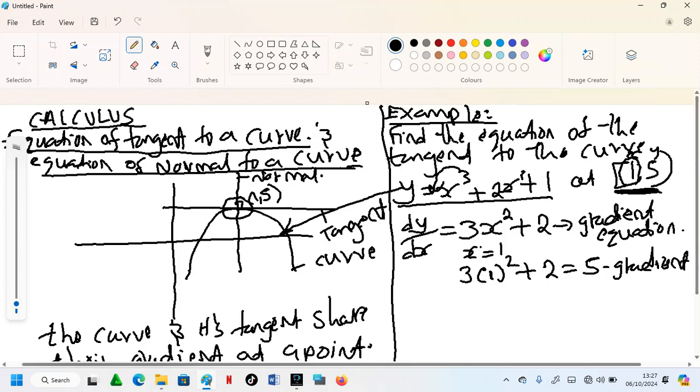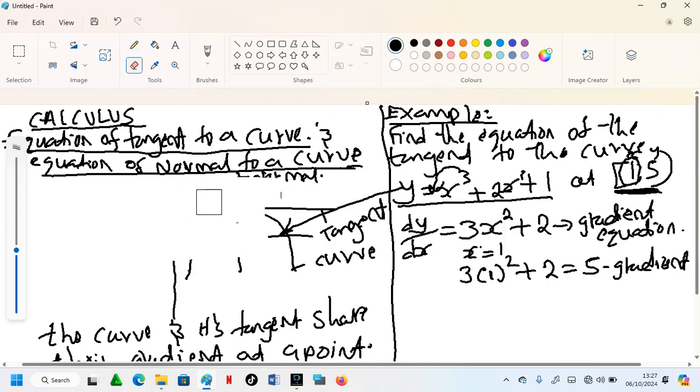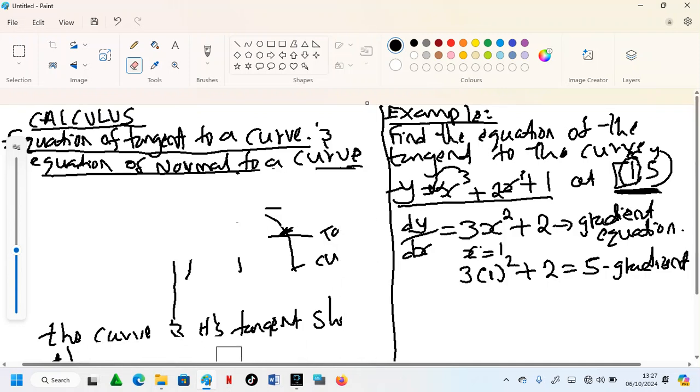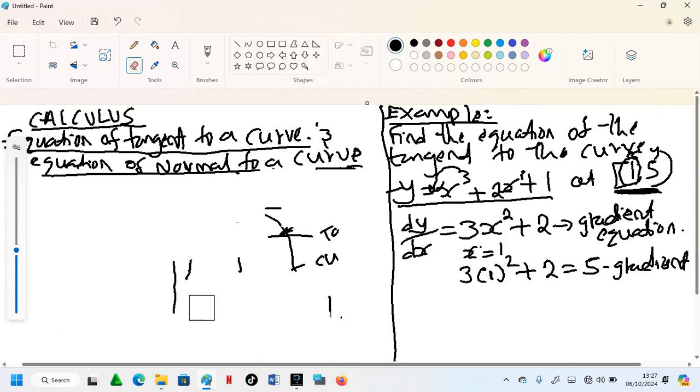And as we said, before we forget, the gradient of the curve is just the same as the gradient of the tangent to the curve. Now, the tangent to the curve is touching the curve at this point.